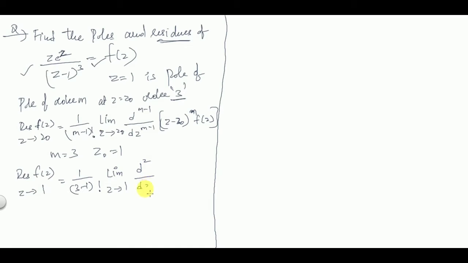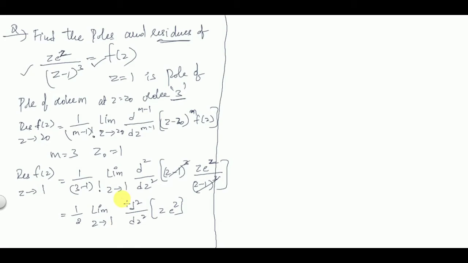of d square by dz square of (z minus z0), where z0 is 1, so (z minus 1) whole cube into f of z. f of z is z e power z by (z minus 1) whole cube. So this and this get cancelled off, right? So 1 by 2 limit as z tends to 1 d square by dz square of z into e power z.